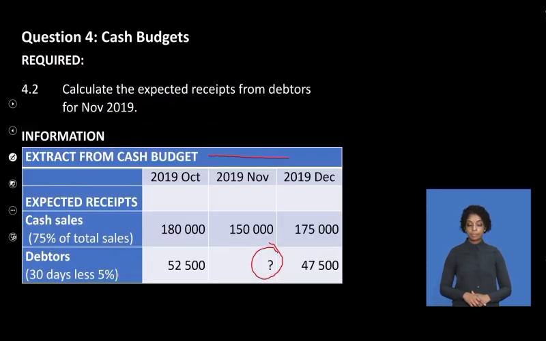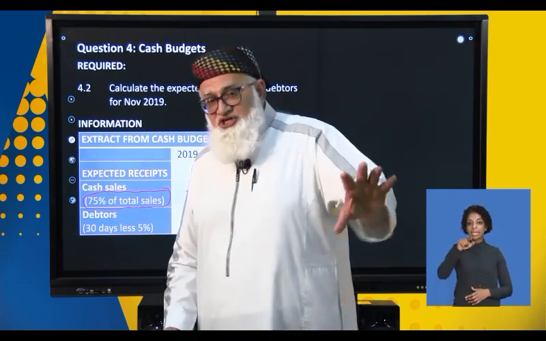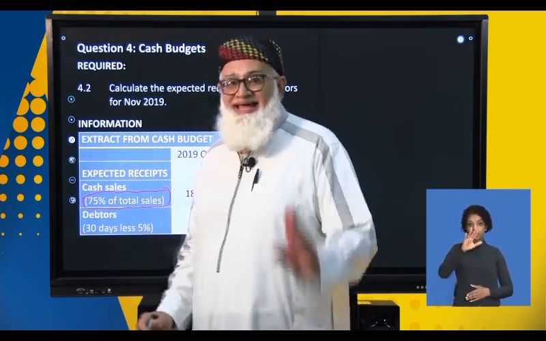Okay, from here you can see that your cash sales amounts to 75% of total sales, right? So step number 1, they're telling you that 75% of your sales are for cash. So obviously your credit sales would be 25%. Simple maths. 100% is my total. If 75% was the cash, then 25% has to be my credit sales.